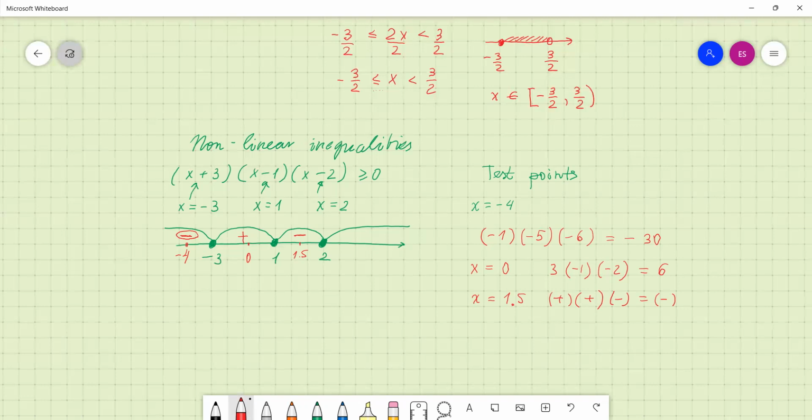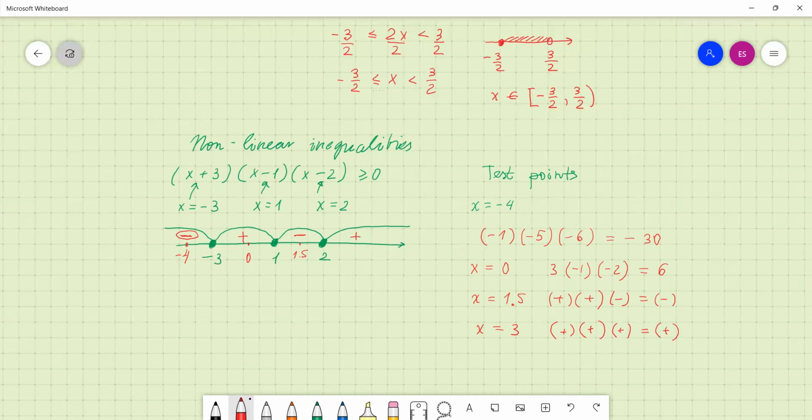The last interval I have left is from 2 to infinity. So I'm going to choose, let's choose 3. Or you can actually choose 1000. That's still going to work here. And I'm going to do pluses and minuses again. So for my 3, plus 3 is plus, right? That's a positive number. 3 minus 1, it's actually 2, it's still plus. And 3 minus 2 is 1, it's plus again. So the final answer is plus. I'm going to put plus here.